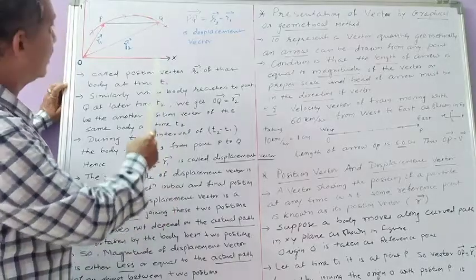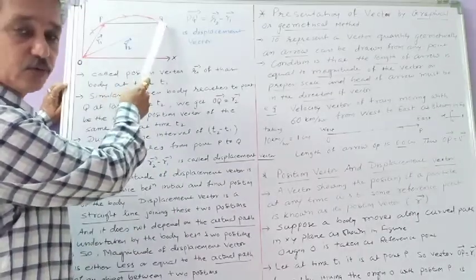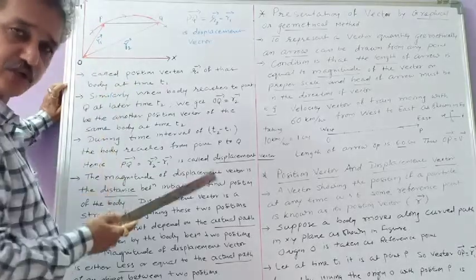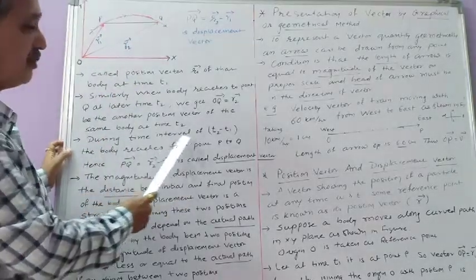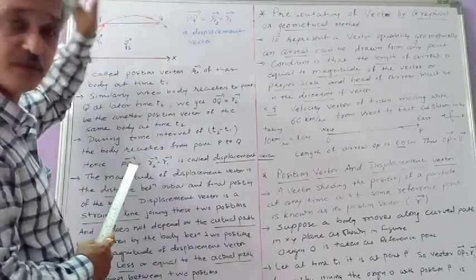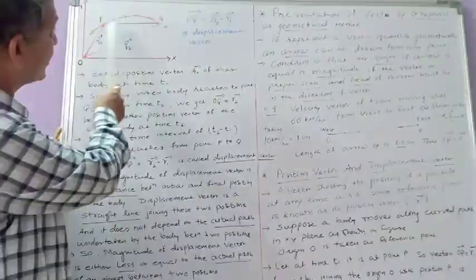So in the time interval from 1 second to 5 seconds, what will be the time interval? 5 minus 1 becoming what? 4 seconds is the time interval. So during the time interval of t2 minus t1, the body reaches from point P to Q, and hence now by joining the initial position with the final position, you will get the vector PQ.